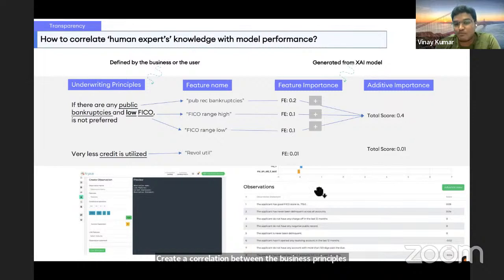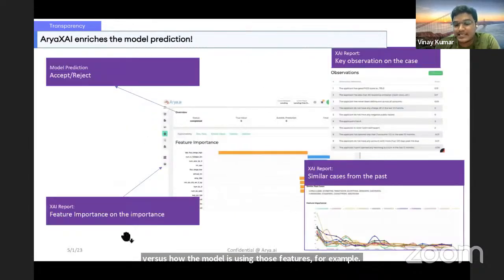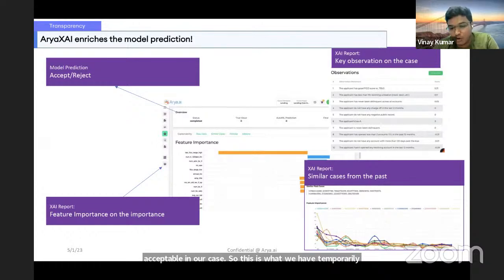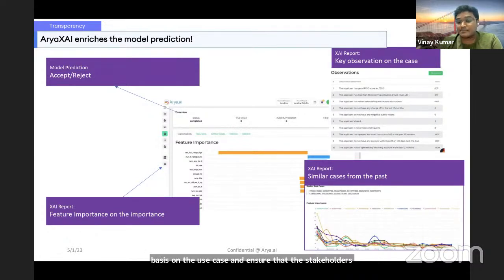So this combination of explainability has proven to be really powerful and really acceptable in our case. This is what we have templatized in Arya.ai as well. Whenever somebody wants to do explainability, they have all these components and can create an explainability on the basis of the use case, and ensure that the stakeholders are involved as part of the explainability and make them understand how the model has functioned.